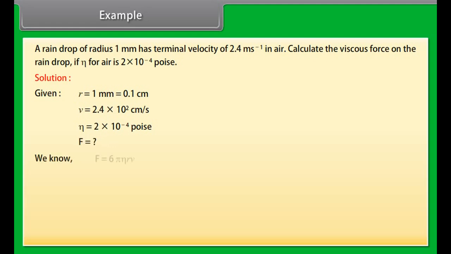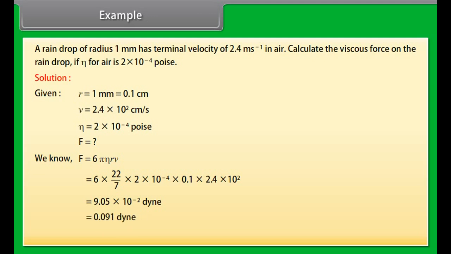We know that F = 6πηrv. Putting their respective values in the above equation, on calculating we get F = 9.05 × 10^−2 dyne, which is equal to 0.091 dyne. Hence, the viscous force on the raindrop is 0.091 dyne.